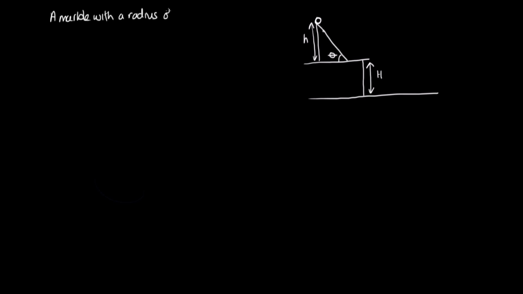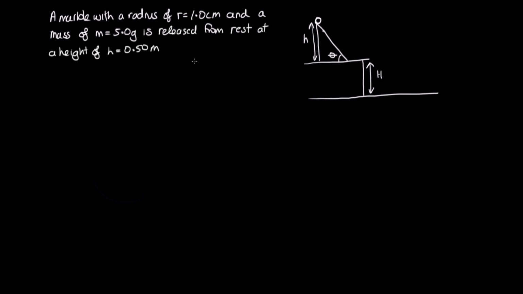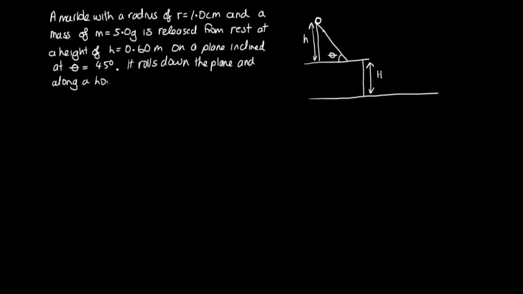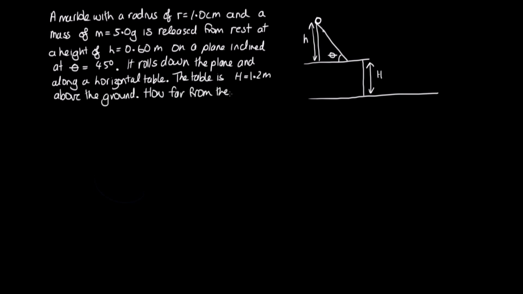So the question is: a marble with a radius of r equals 1.0 centimeters and a mass of m equals 5.0 grams is released from rest at a height of h equals 0.60 meters on a plane inclined at theta equals 45 degrees. It rolls down the plane and along a horizontal table. The table is h equals 1.2 meters above the ground. How far from the edge of the table does the ball land?